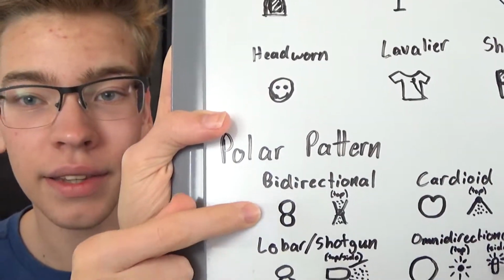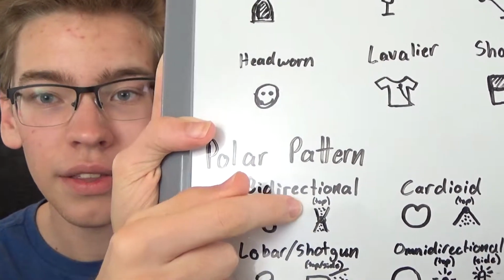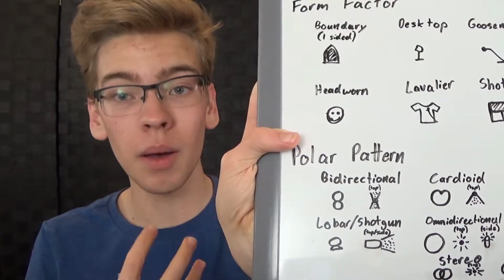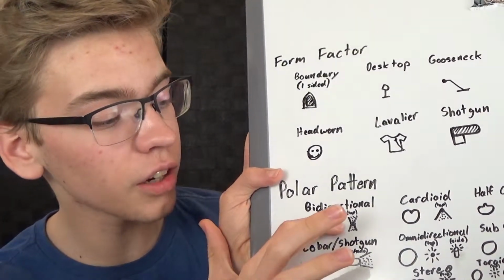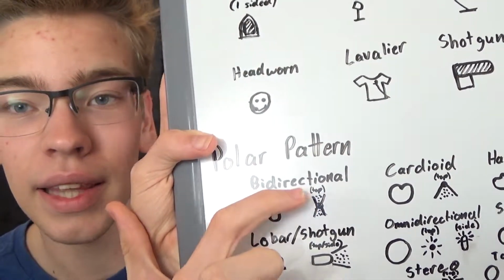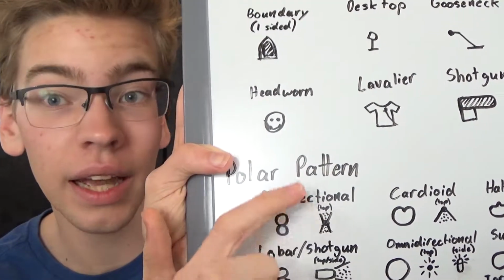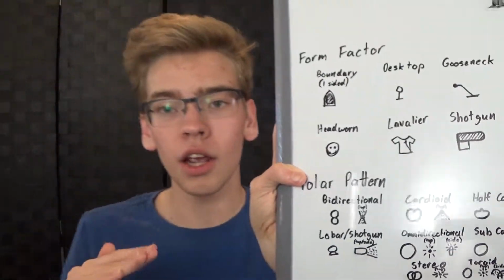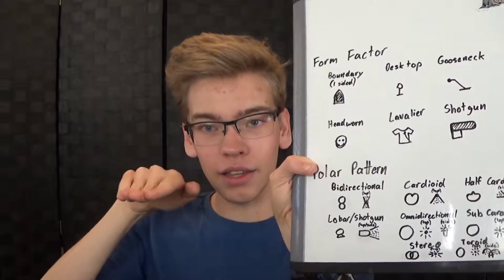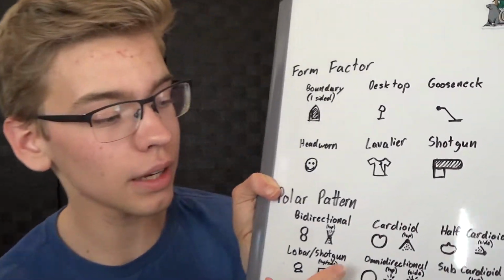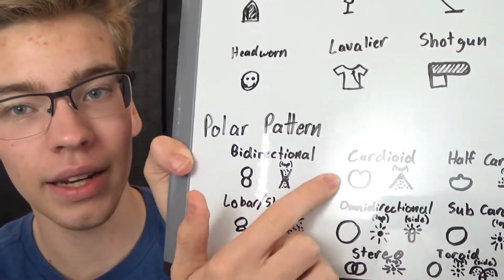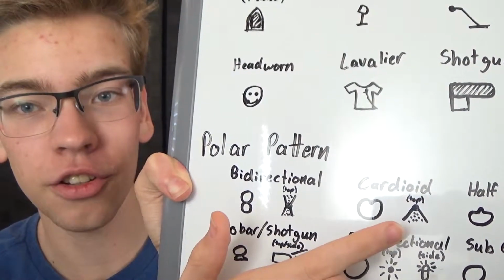And then polar pattern. We have bidirectional, and this is the polar pattern here. This is how it actually looks, like the angles, how it picks up from the mic. So in the center is the mic, and then the angles show the area that it picks up sound from. So this one is the front of the mic and the back of the mic.